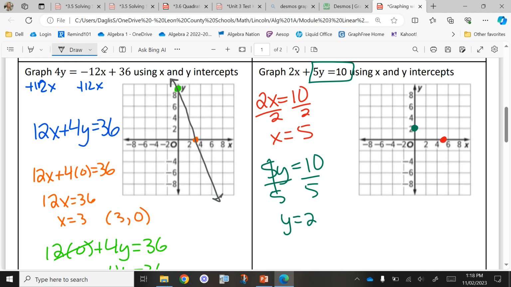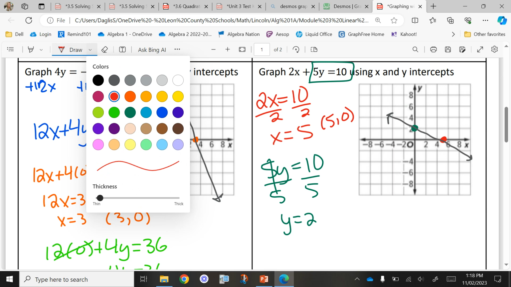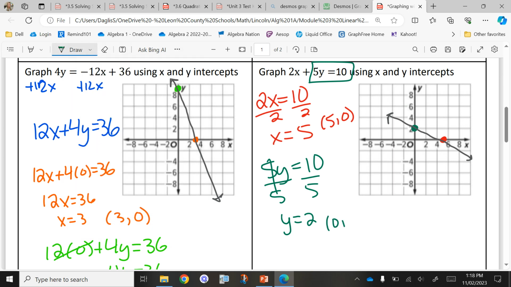That is not a good line. You did? Yep. Don't second guess yourself. The coordinate point for this one would be 5, 0. The coordinate point for my y is going to be 0, 2. Yeah, you didn't finish it. You had half of it.